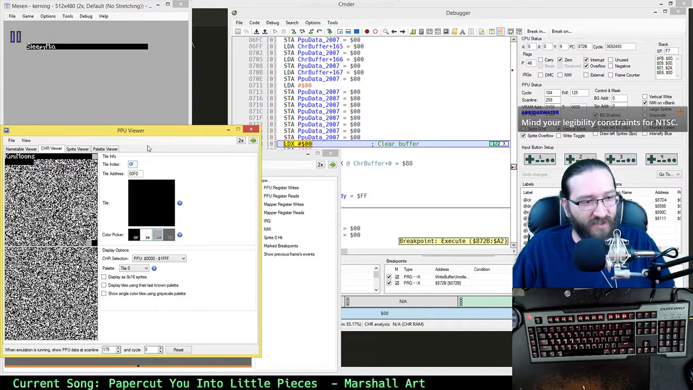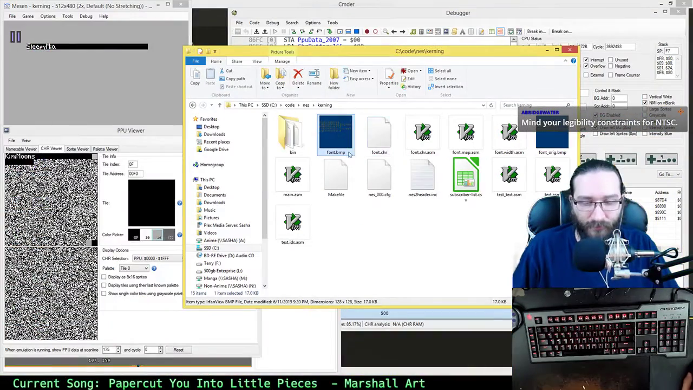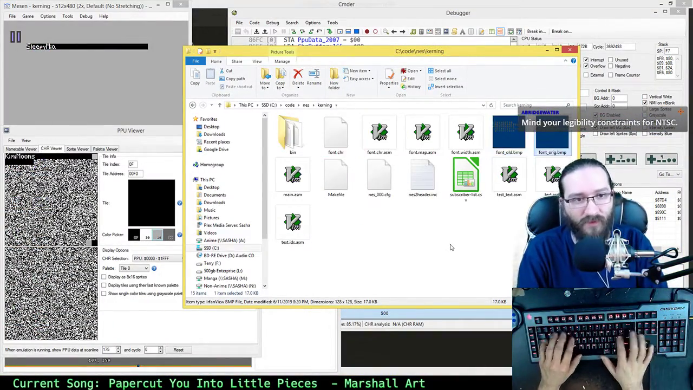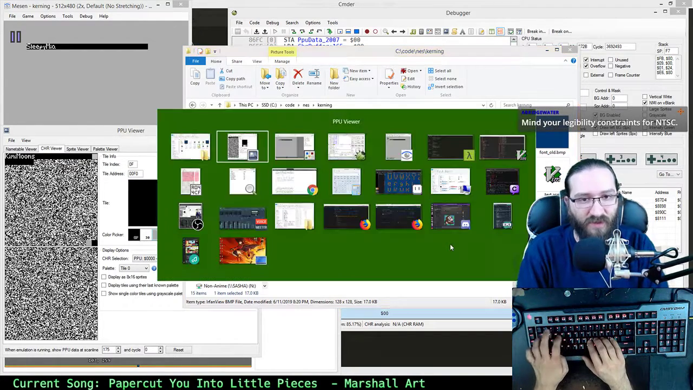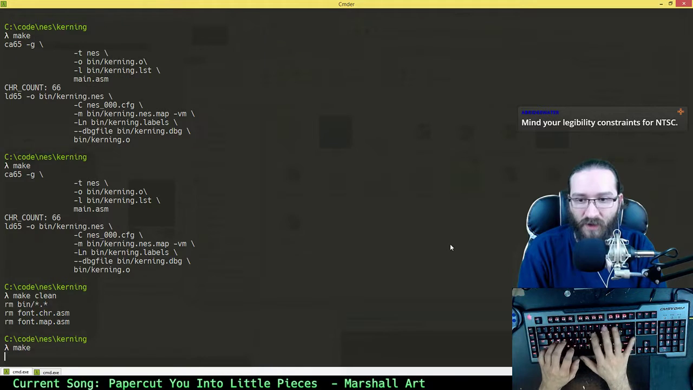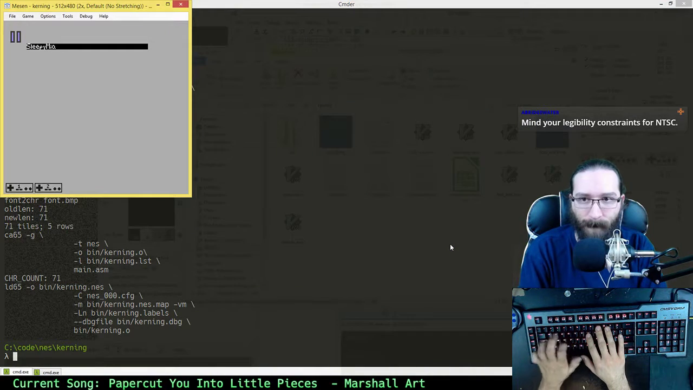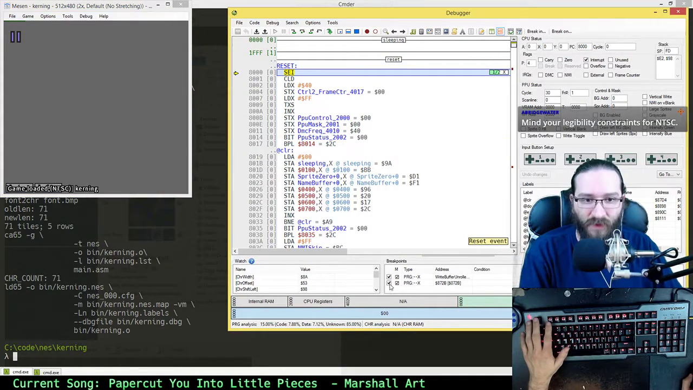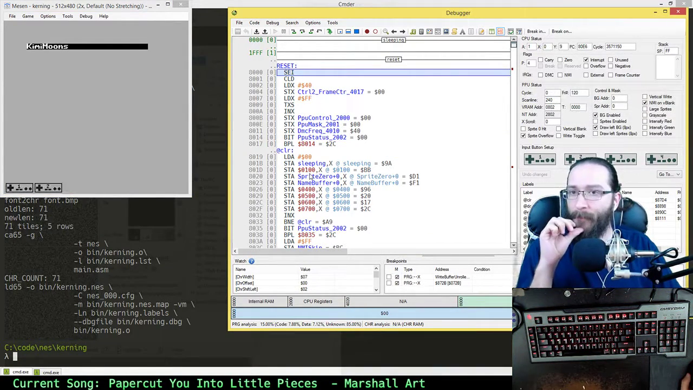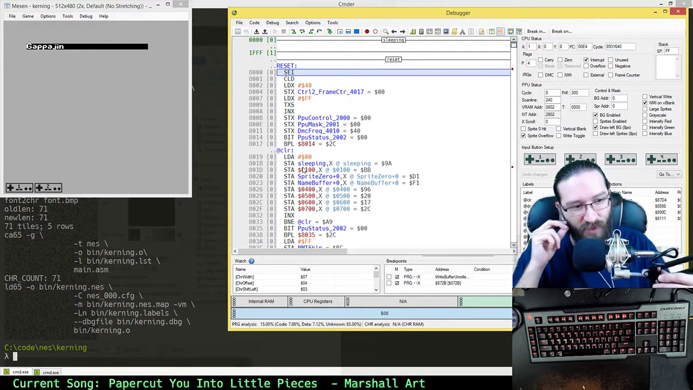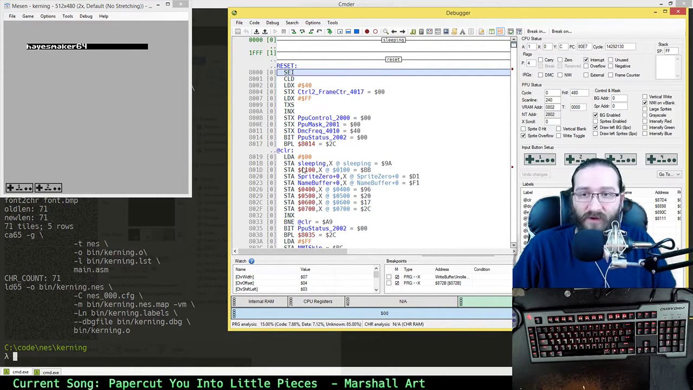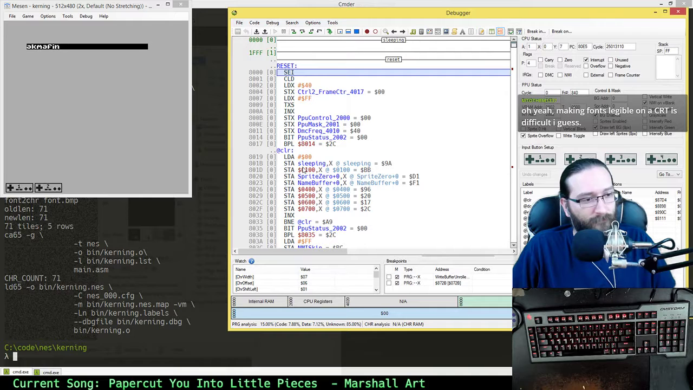Mind your legibility constraints for NTSC. Right. Yeah, I know. Which is one of the reasons why I moved away from this font into the other one. So if I go back to old, and then make this one like that, and then over here make clean. Reload that. Disable those. Bam. Which is why I made this font, because this one reads better on NTSC, because it's thicker. Making them legible on a CRT is difficult.